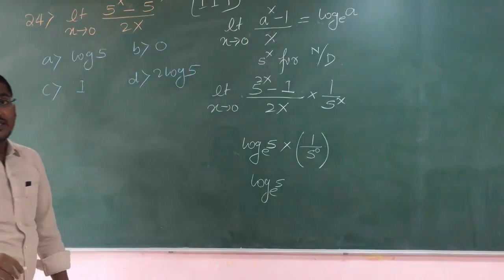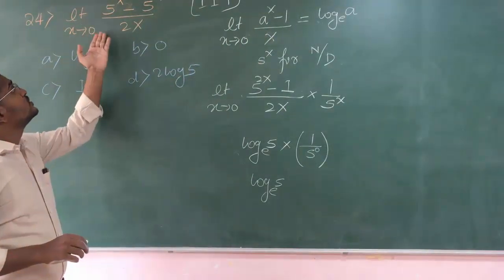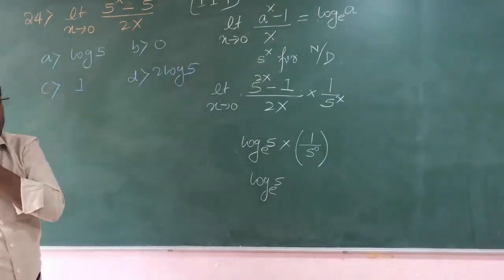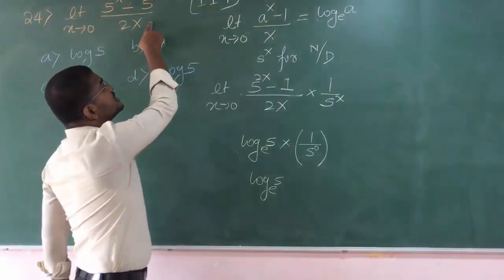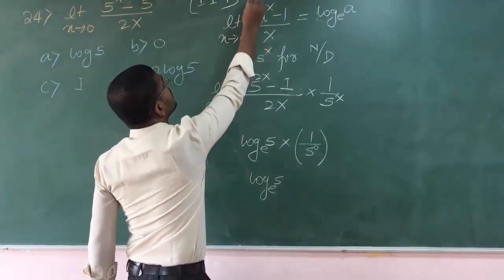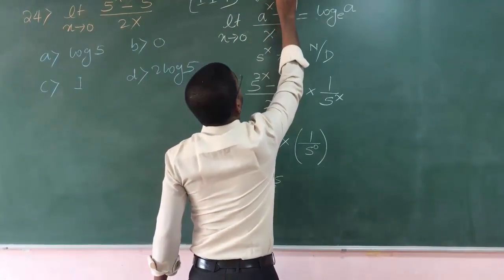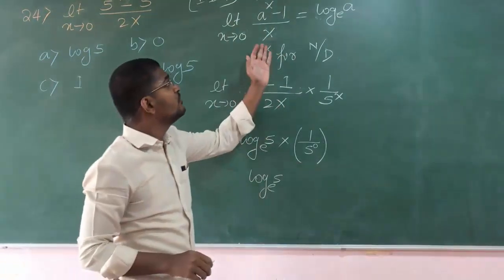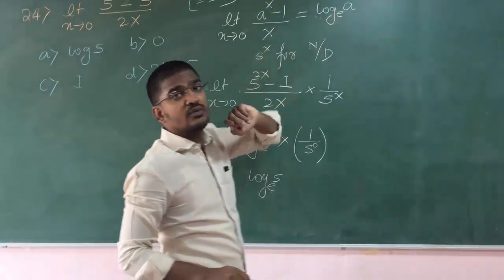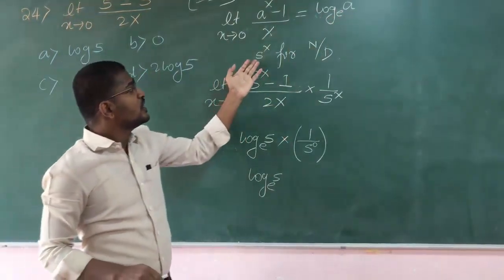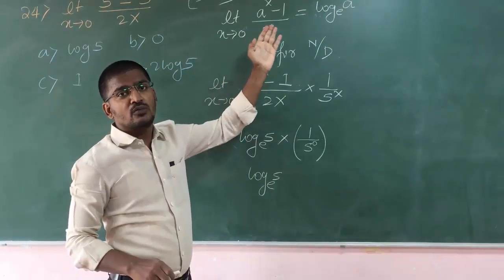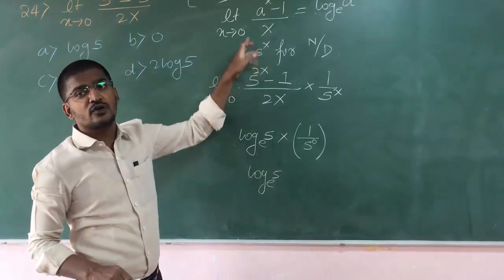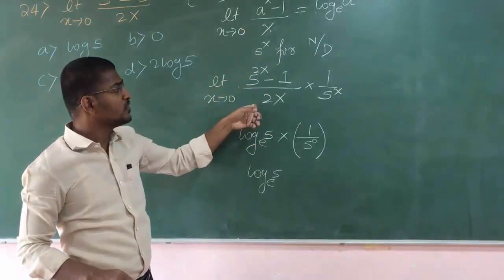In one of the IIT exams, they have asked this question: limit x tending to 0, 5 raised to x minus 5 to the power of minus x divided by 2x. So to solve this, you remember this formula, very, very important. Limit x tending to 0, a raised to x minus 1 divided by x is equal to log a to the base e. So for that purpose, multiply 5 raised to x on both numerator and denominator. If I multiply 5 raised to x for both numerator and denominator, you are going to get this term.